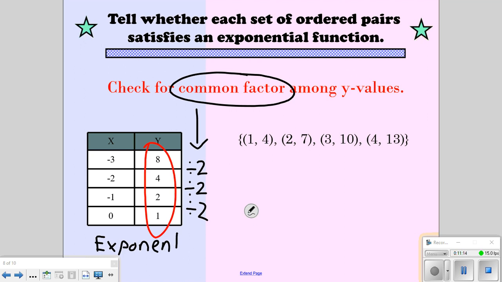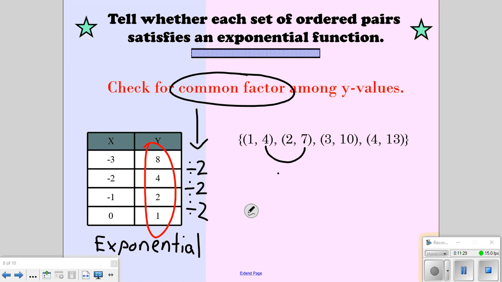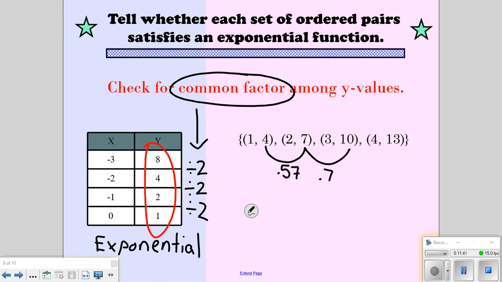Next up, I'm still only looking at the y values. So to go from 4 to 7, if I use my calculator, I can do 4 divided by 7 and figure out that that is 0.57. So if I divide that by 0.57, I would get that. To go from 7 to 10, so I can do 7 divided by 10, that is 0.7. And to go from 10 to 13, that is 0.77, which is not a common factor.